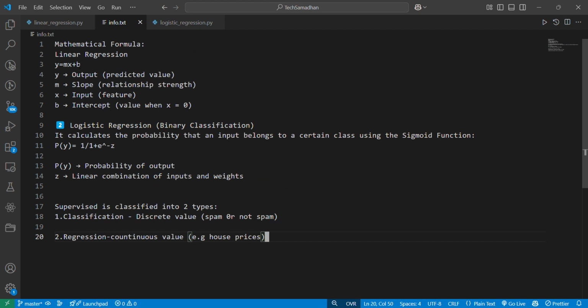So this is the mathematical equation for linear regression. So in your colleges, if you have the machine learning subject, then definitely along with your lab work, you need to solve some mathematical problems also. So this is its equation: y = mx + b. As you know, y is the output, m is the slope, and b is the intercept, and x is my input.